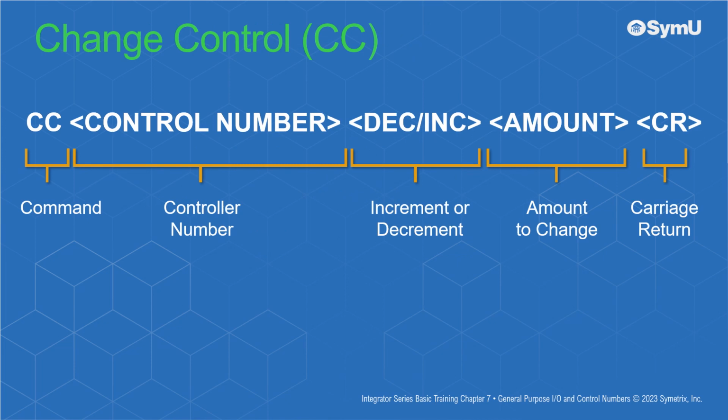Use the change control or CC command to move the control to a new relative value. This command increments or decrements a control by a specified amount. The command must specify the controller number, whether it is to be incremented or decremented, and the amount to change by. The most common use for this command is a fader control.